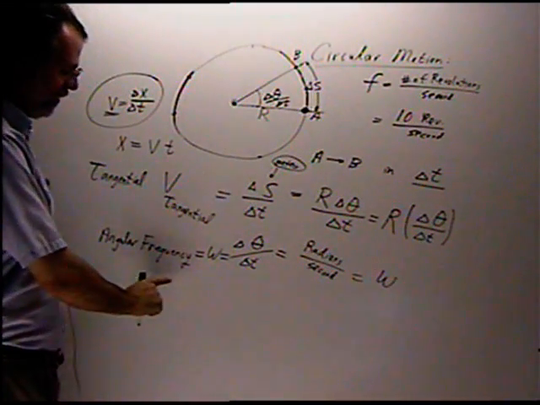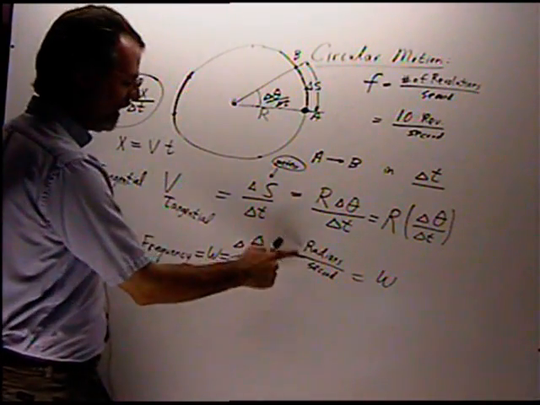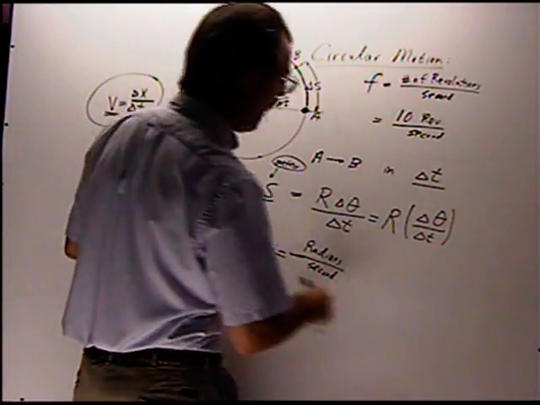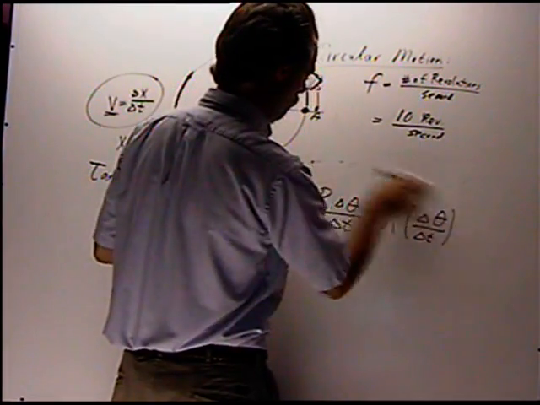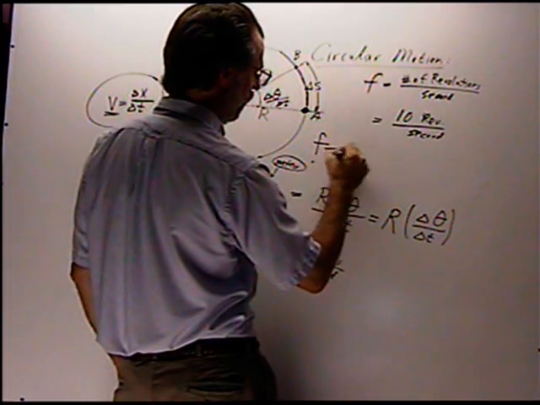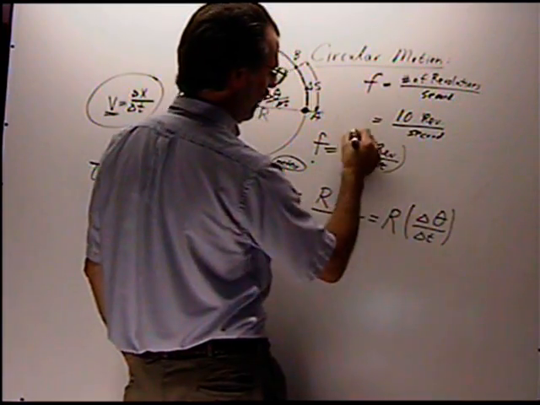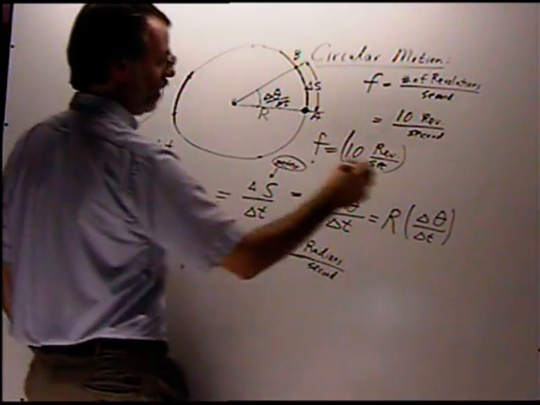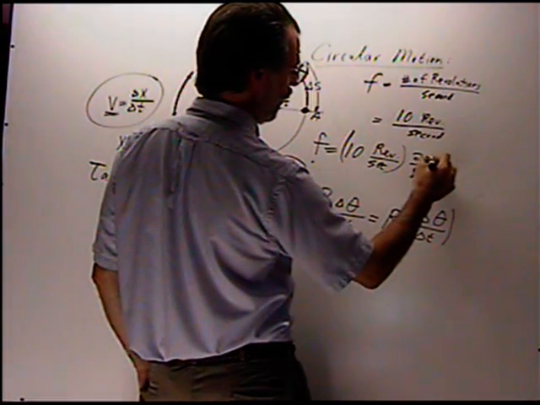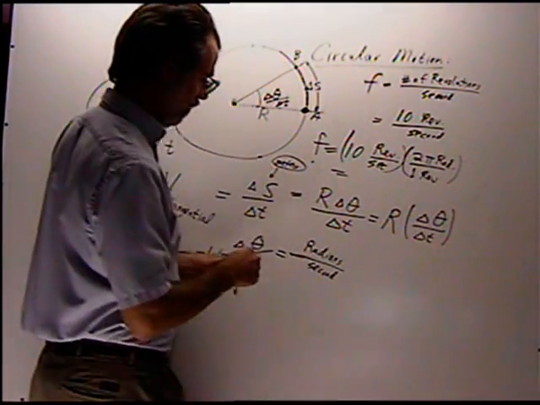Now, what angular frequency is, it's the number of radians per second. So if we have a frequency of 10 revolutions per second, how many radians in one revolution? Well, in each revolution, there are 2 pi radians.